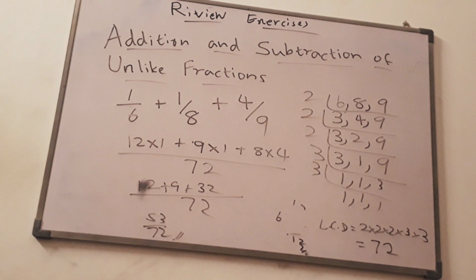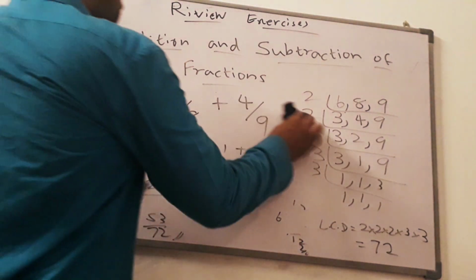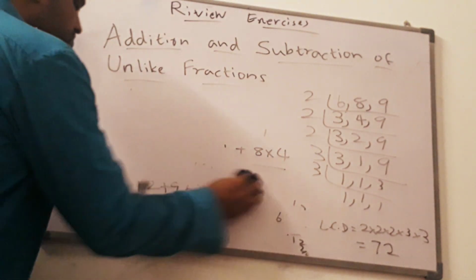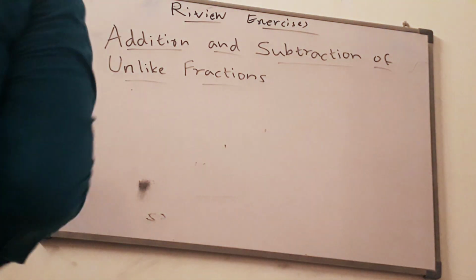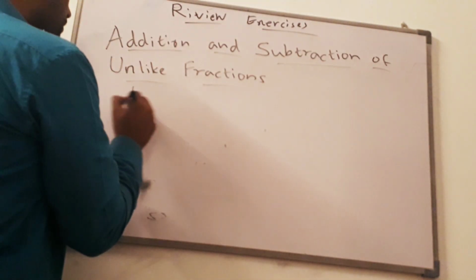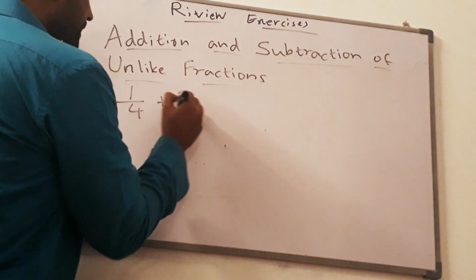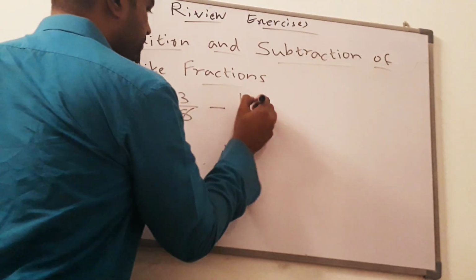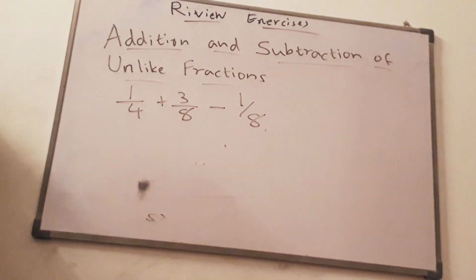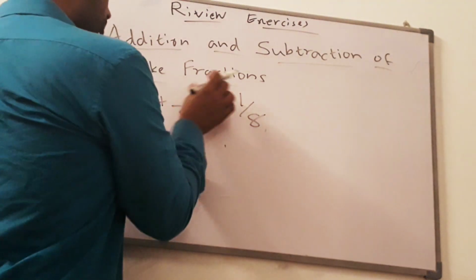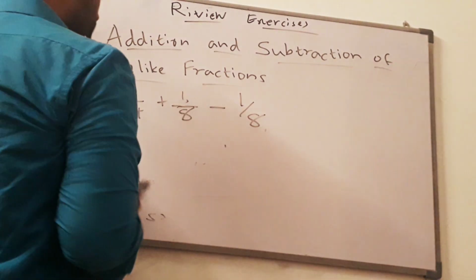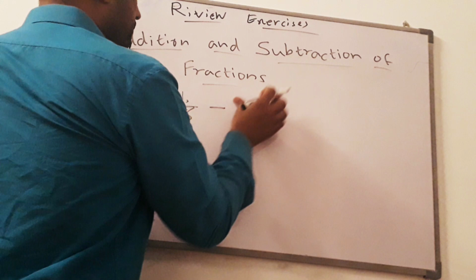Now we will do a combination of addition and subtraction. For an example, 1/4 plus 3/8 minus 1/8. Suppose 1/8 minus 3/8.